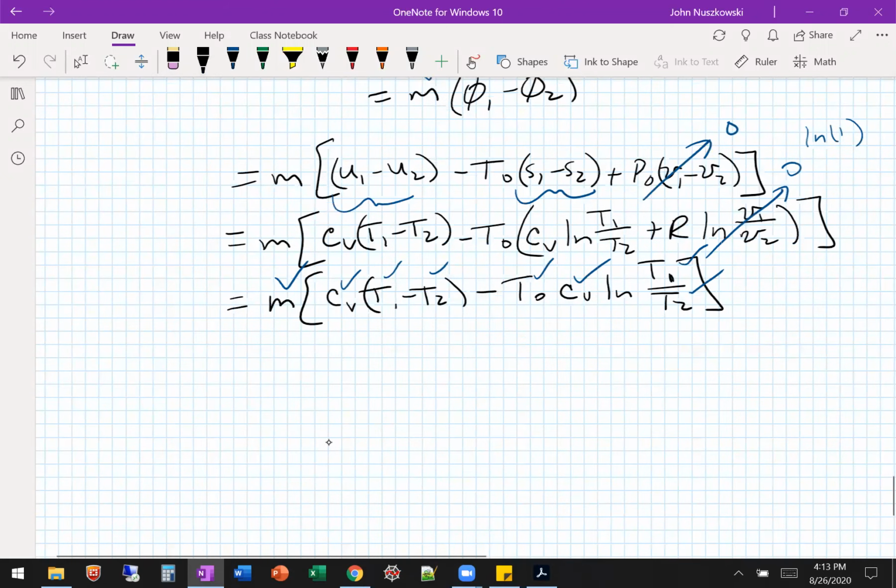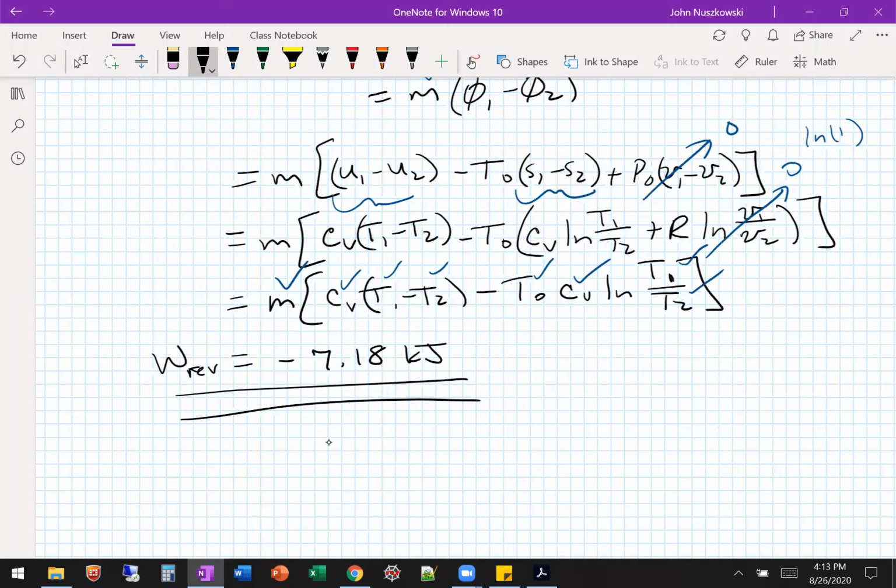So our work reversible is then negative 7.18 kilojoules, work in, right? So in the actual case, it was 100.8. In the reversible, it'd be negative 7.18. So the work was negative 100.8, and now we have 7.18. All right.